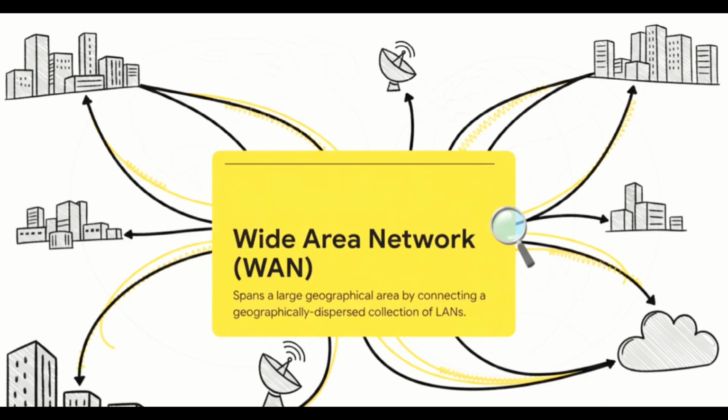So what happens when you start connecting those individual LANs together? Well, then you get a wide area network, or a WAN. A WAN can stretch across a city, a country, or even the entire globe, just by linking all these different local networks together. This is how a company's office in New York can talk to its office in Tokyo.